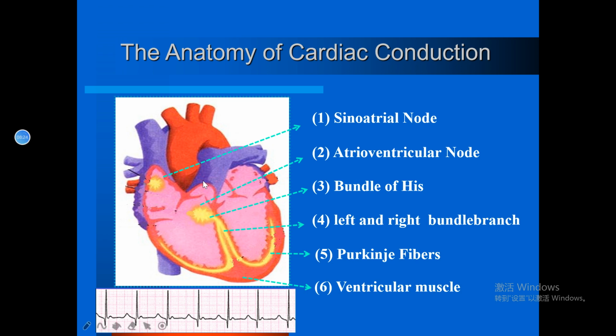So this is the process of where the ECG comes from. Electrical activity comes from the sinus node, then transmits to the AV node, then spreads to the left and right bundle branches, and finally reaches the ventricular muscles. That is the cardiac conduction. It's a complete cardiac conduction. It's a normal cardiac conduction. Okay.